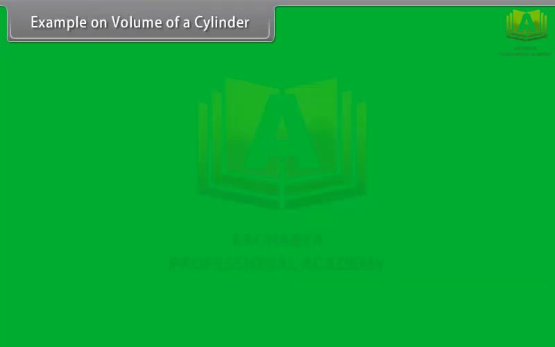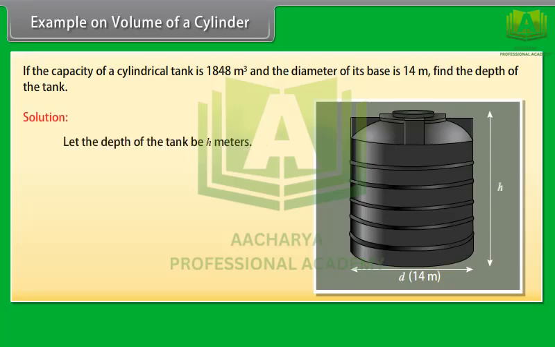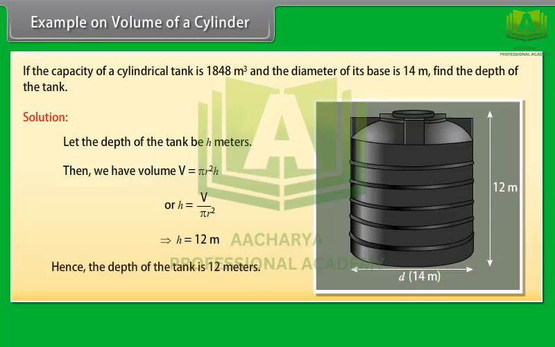Example of volume of a cylinder. If the capacity of a cylindrical tank is 1848 meter cube and the diameter of its base is 14 meter, find the depth of the tank. Let the depth of the tank be h meters. Then we have volume V equals pi into r square into h, or h is equal to V upon pi into r square, which implies that h is equal to 12 meters. Hence, the depth of the tank is 12 meters.